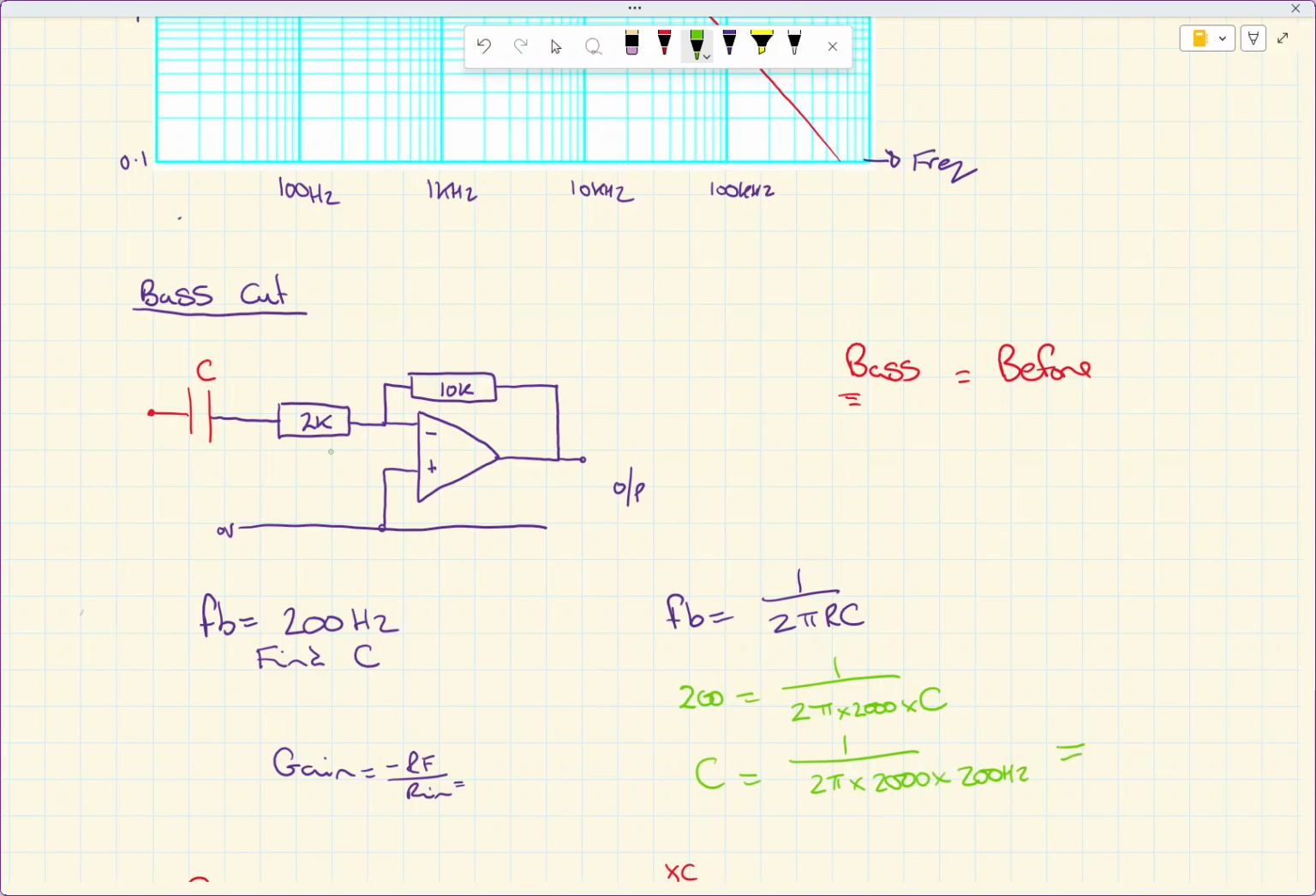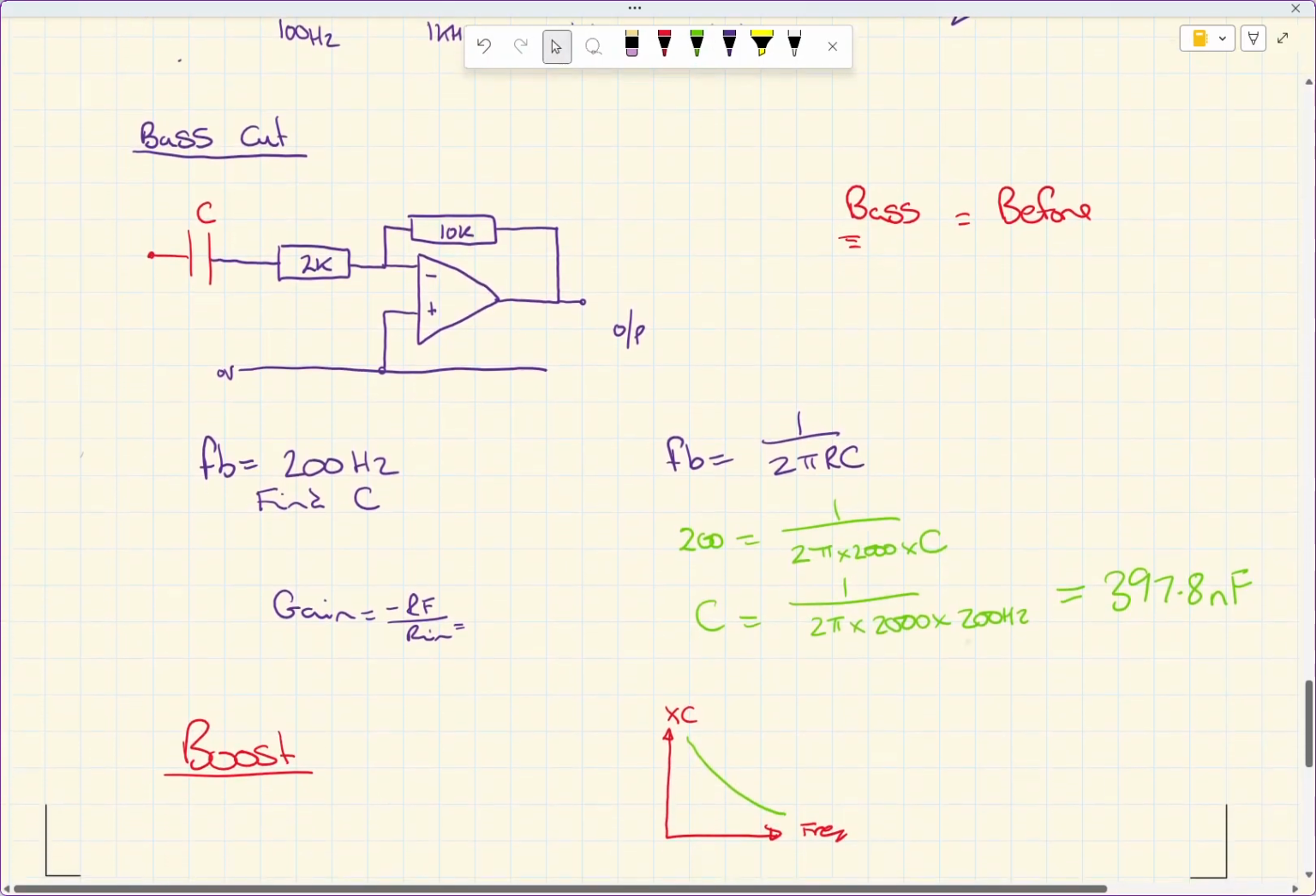That gives me a capacitance value of 397.8 nanofarads. Okay, so there's both of my cuts. The boosts are obviously slightly more interesting in what you've got to do. So let's have a reminder here.